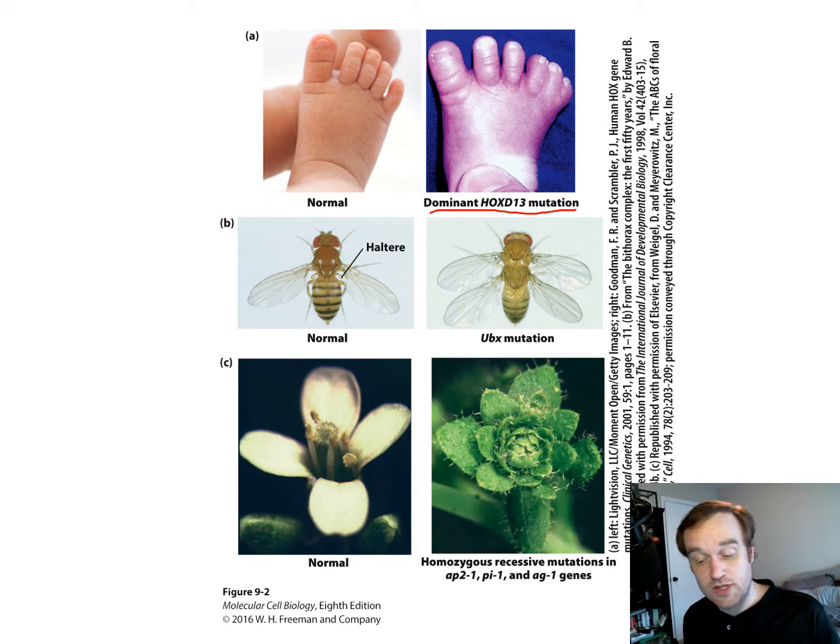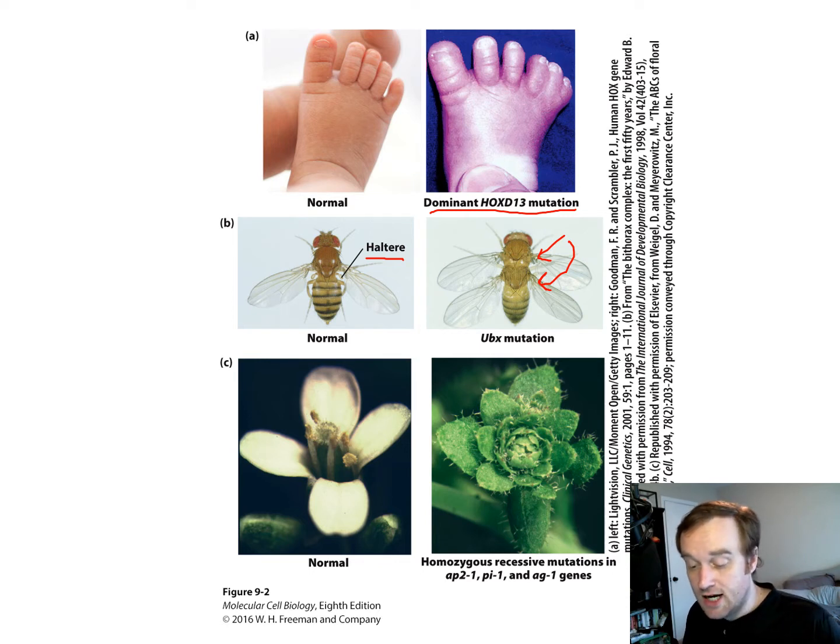We also have an example here with the Ubx gene, which is a homozygous recessive mutation in Drosophila. This Ubx gene prevents expression of thoracic segments in Drosophila. So normally these Drosophila have this organ called a haltere, which is a balancing organ. But in the case of the Ubx mutation, that haltere is turned into a copy of the thoracic segment in front of it. So this segment is duplicated right there, and we end up having a Drosophila that has an extra set of wings.